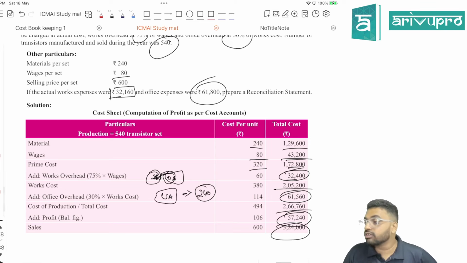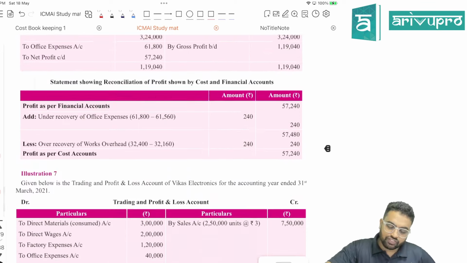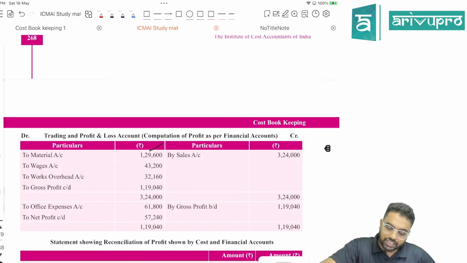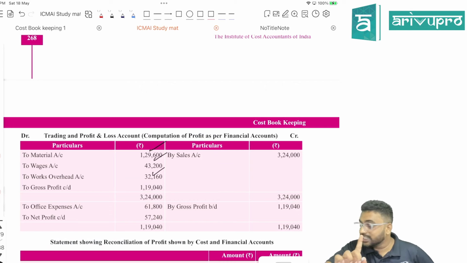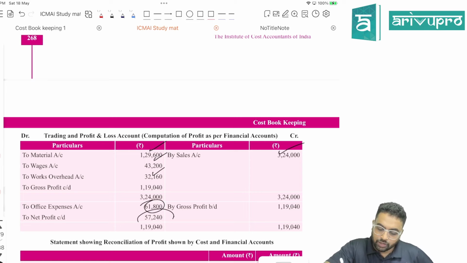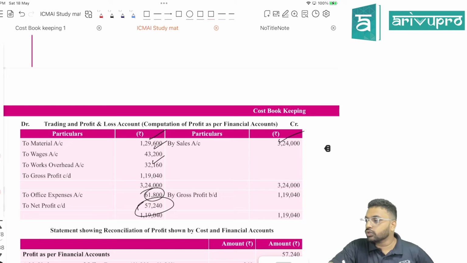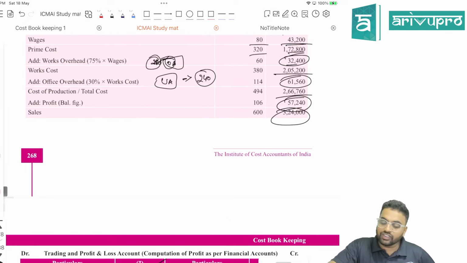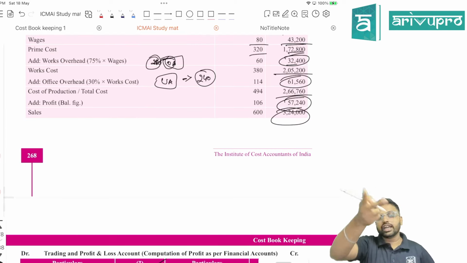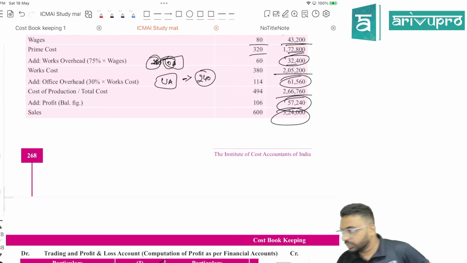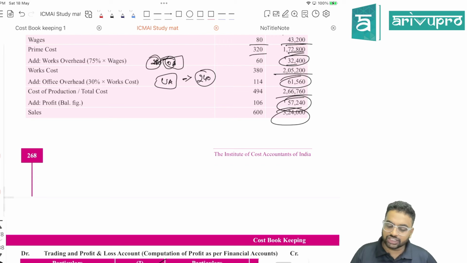Before that we have to calculate the books profit. For books profit, we take actuals. Material we took, wages we took as it is. Works overhead, how much is actual? Sales we took. Office overhead, how much is actual? Net profit we got. So, sir, net profit is matching. Why do you want to do the reconciliation? Net profit is matching because there is a compensating error. What is that, sir? One under absorption, one over absorption.